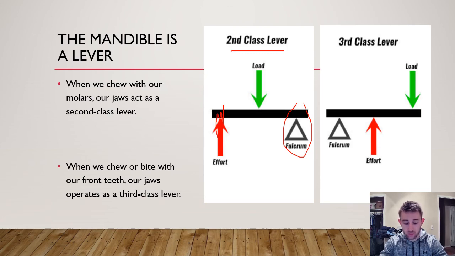On the other hand, when we bite into food, when we're initially biting, we use our canines and incisors, and our mouth is operating as a third-class lever. This is where the force is in between the load and the fulcrum. So if this is our mandible and this is our TMJ, we're going to exert a force in the middle of that and the food here. And that is called a third-class lever.